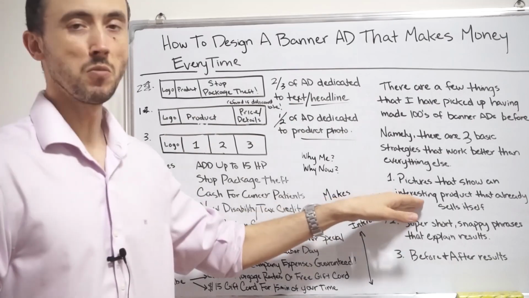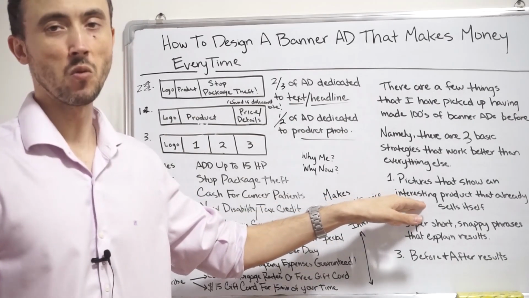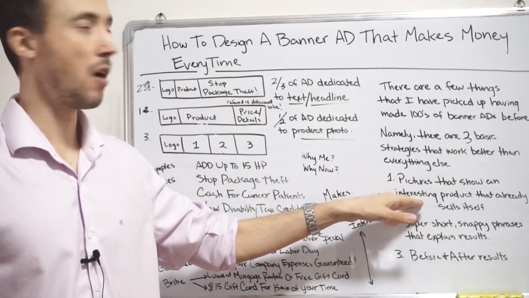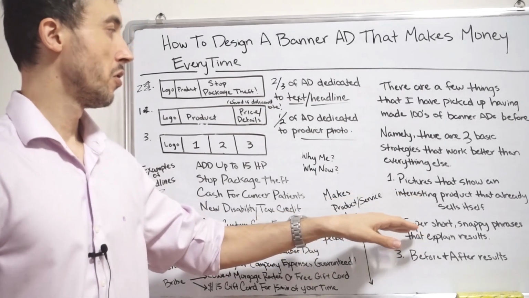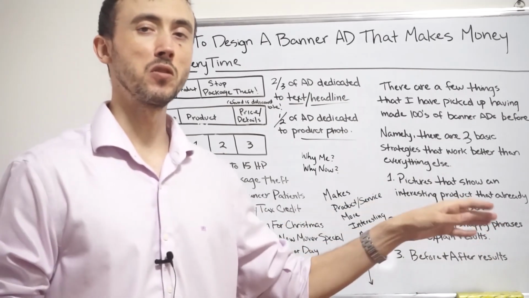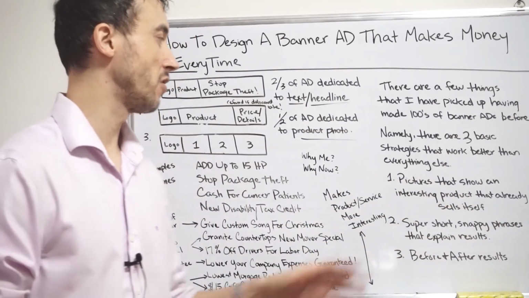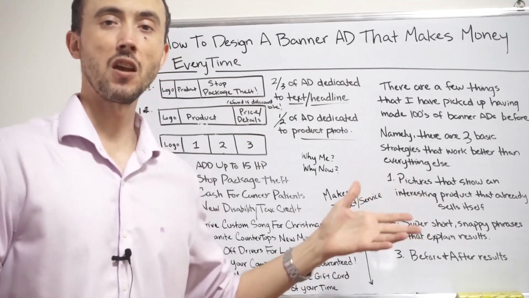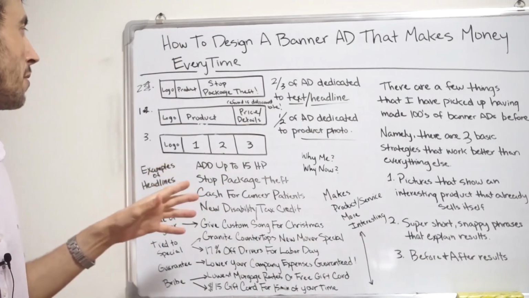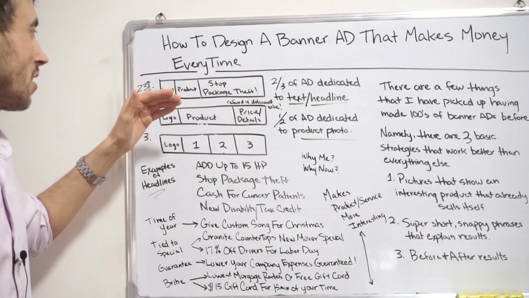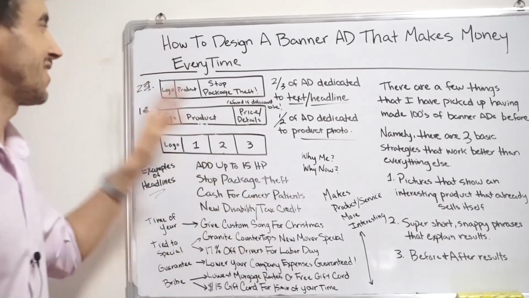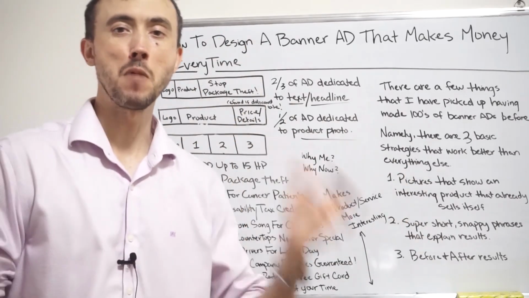So anyway, in terms of the 3 things you can do that are going to make it work every time, that's the main thing you would do for the first one. The second one, you want super short, snappy phrases that explain the results that you have. So this is for you guys that don't have a product, therefore you can't go with the product image. What I mean by short, snappy phrases is, if you had a package theft prevention device, you would say, "Stop package theft," and that would be your main headline you put in the ad.